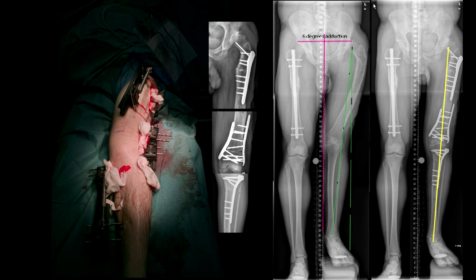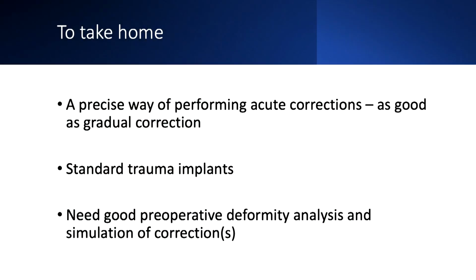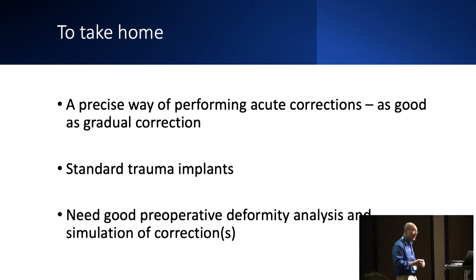So I'm going to leave you with some take-home messages. It is an accurate way, as accurate as gradual corrections for the right cases, to perform deformity work. You can use standard trauma implants. The caveat, and I don't want to contradict Professor Sharma, the caveat is we're achieving high compression at the osteotomy. So there's shared stability between a standard implant and the actual osteotomy site.